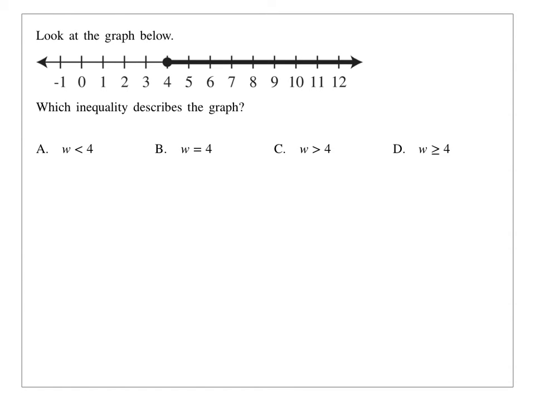Look at the graph below. Again, which one does this represent? I'm looking for a closed circle. So not this one and not this one and not this one. It should be D. W is greater than or equal to 4. Got it.